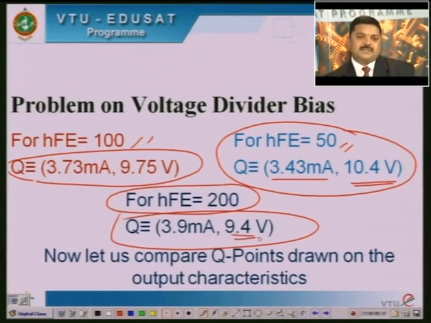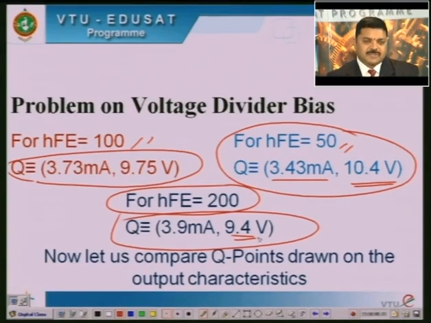If we see these three operating points, see the IC values for all these three operating points. It is 3.73 milliamps. Next, for HFE equal to 50, 3.43 milliamps. For HFE equal to 200, it is 3.9 milliamps. In the second digit it keeps on changing. That means IC is not varying much, we can observe here.